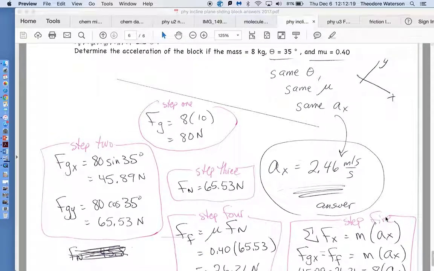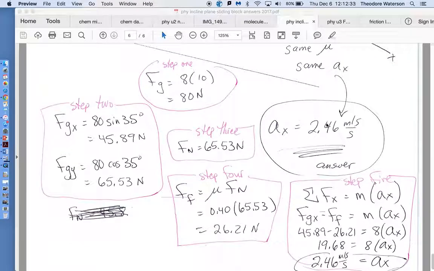Now the thing with this one, I don't know if you noticed, same angle, same coefficient of friction, it's going to accelerate the same. To me, it is interesting that you can change the mass, go through all the steps, and you'll arrive at the same acceleration.